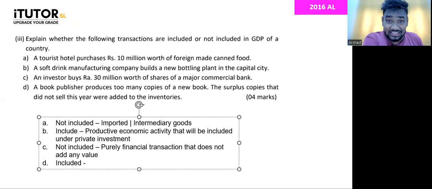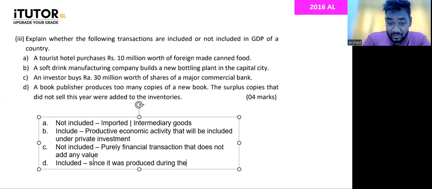So when someone asks why it is included: because even though it was not sold this year, it was produced this year. So what is GDP? GDP is all the final goods and services produced during a given time period. So regardless of whether it's sold or not, that is, in other words, your closing stock, you need to include that in GDP. So you can say it's included. Why is it included? Since it was produced during the given year.